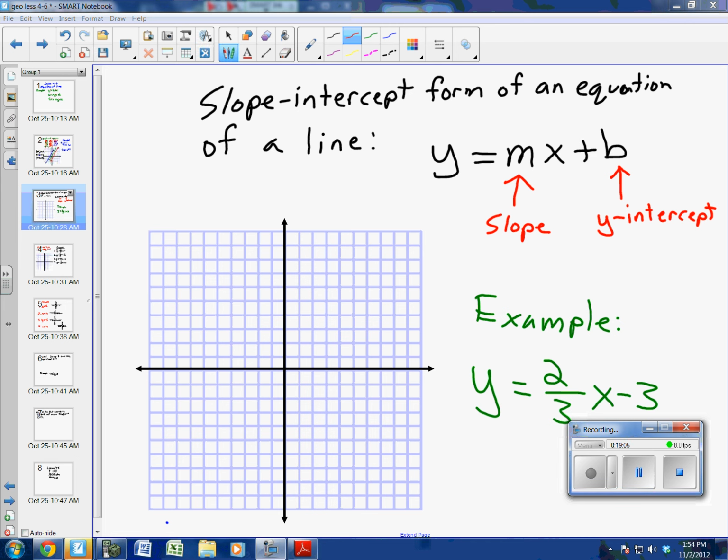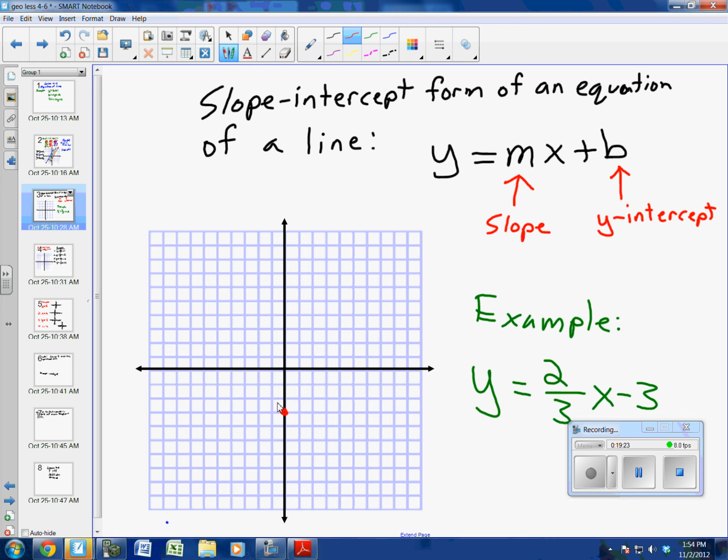Well, what's one point that we know of on the graph right here? Given this equation, you guys, what's one point we know where it's at? 0, negative 3, right? Okay? 1, 2, 3. We know that this graph is going to cross the y-axis at negative 3 because the y-intercept is negative 3. Everybody got that?